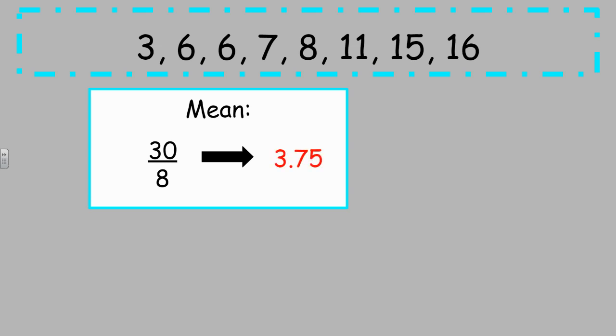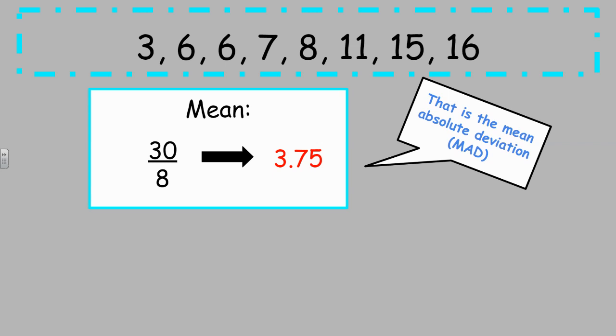Now I know I said before you can round to the nearest tenths, but that's in step 1. Since this is a terminating decimal, I can just use all of the place values here. So my mean I can use as 3.75. This is the mean absolute deviation.